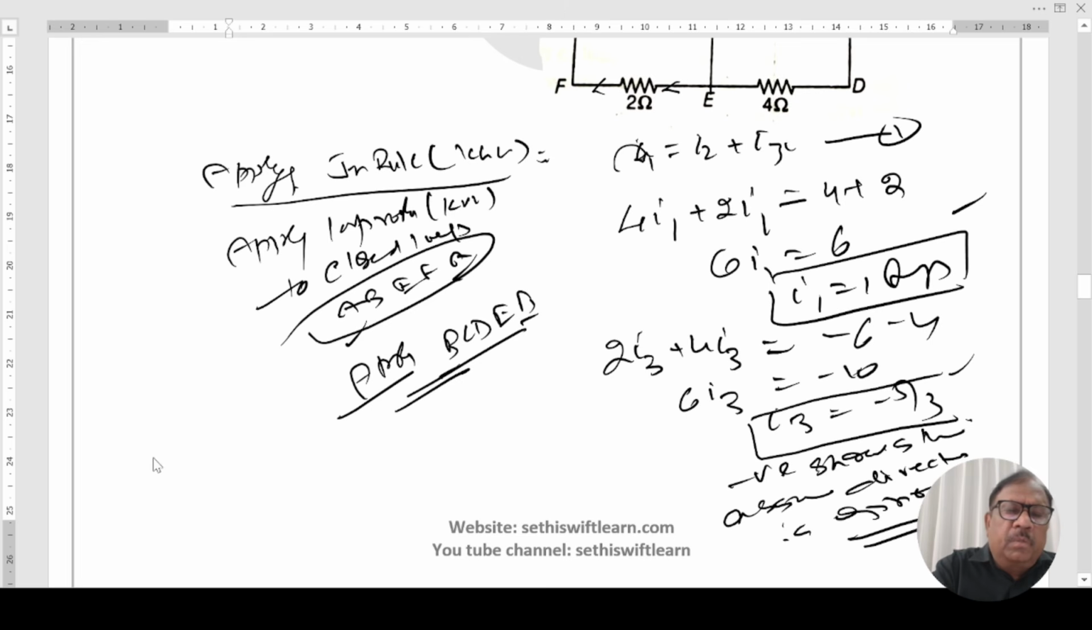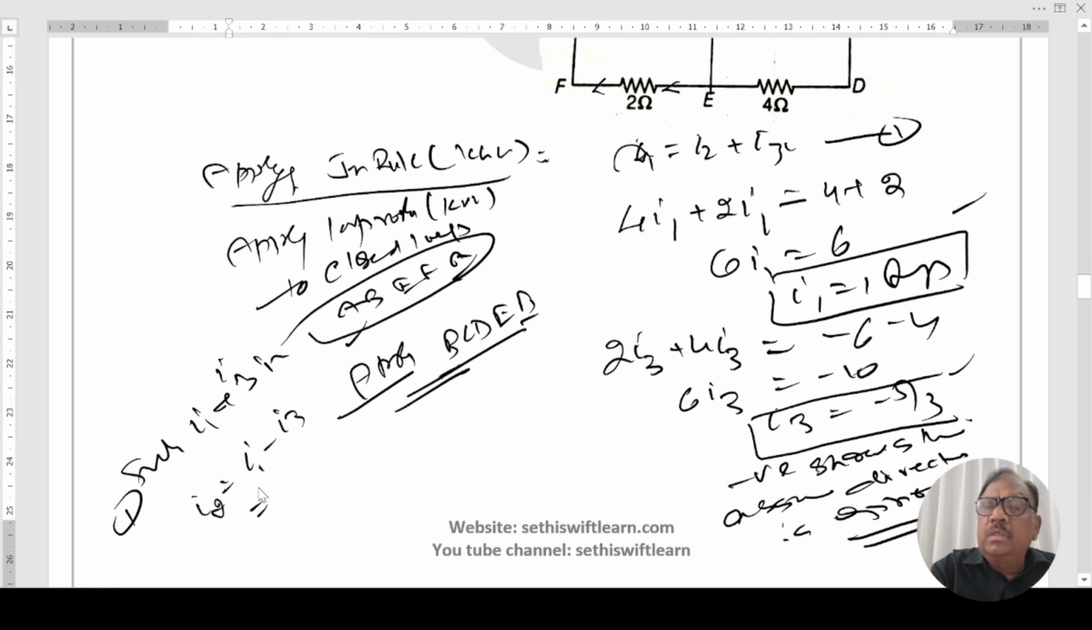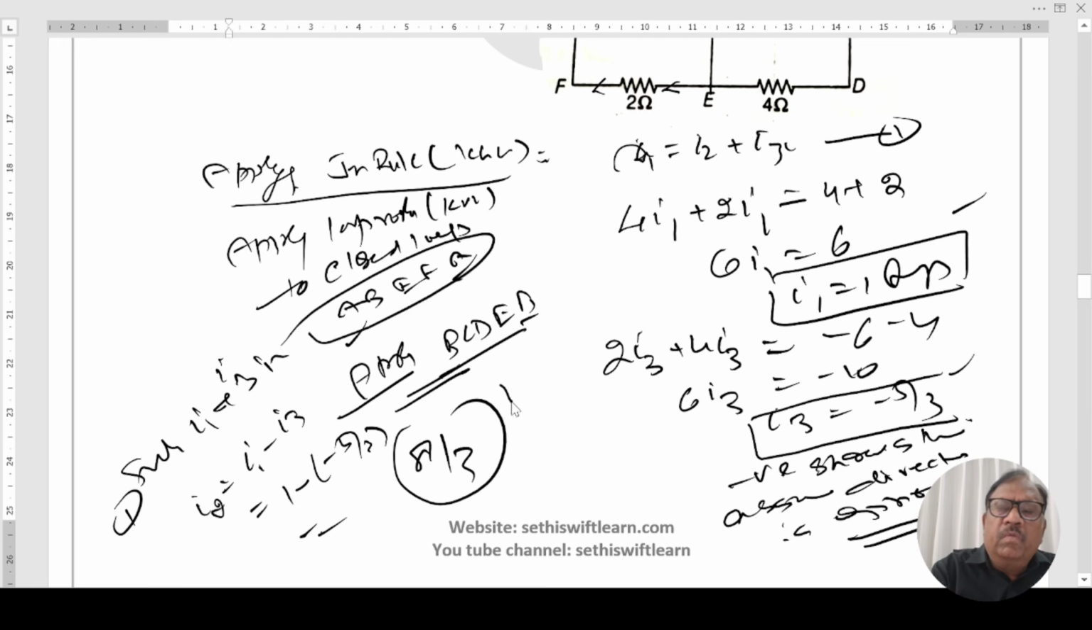Now substituting I1 and I3 in equation 1, I2 comes out to be I1 minus I3. I1 is 1 minus 5 by 3, that is 8 by 3. One is this answer, one is this answer, and one is this answer.